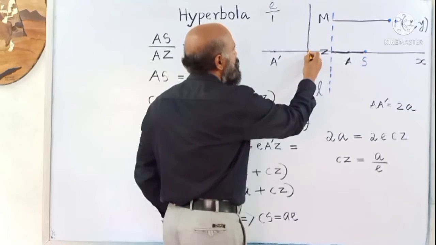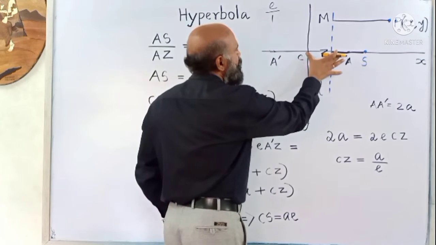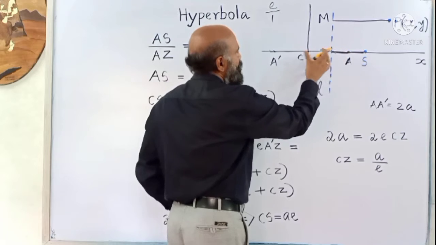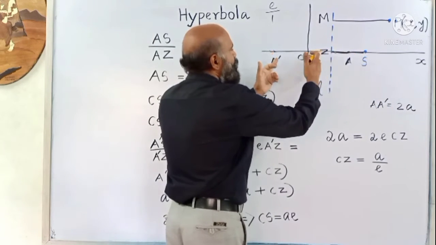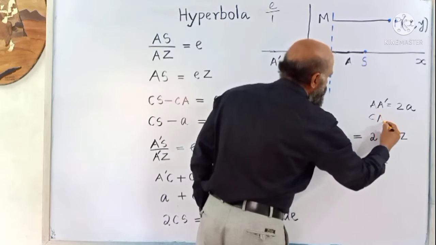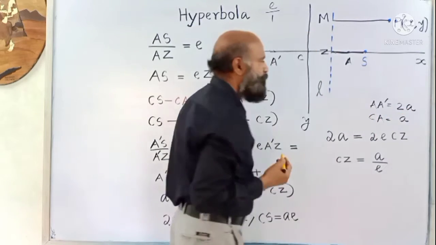A A dash is 2a. So this is the center. So CA will be a.